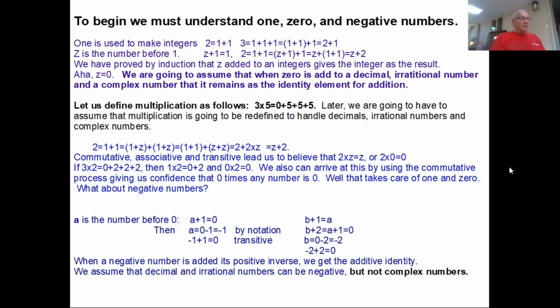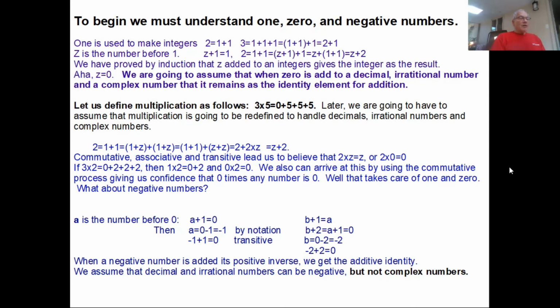What about 0 times 2? Well, if we have 3 times 2, that's equal to 0 plus 2 plus 2 plus 2. Dropping 2 of those 2's, we're left with 0 plus 2. And dropping 3 of those 2's, we're left with 0. So 0 times 2 equals 0. We also can arrive at this by using the commutative property, giving us confidence that 0 times any number is 0. Well, that takes care of 1 and 0.